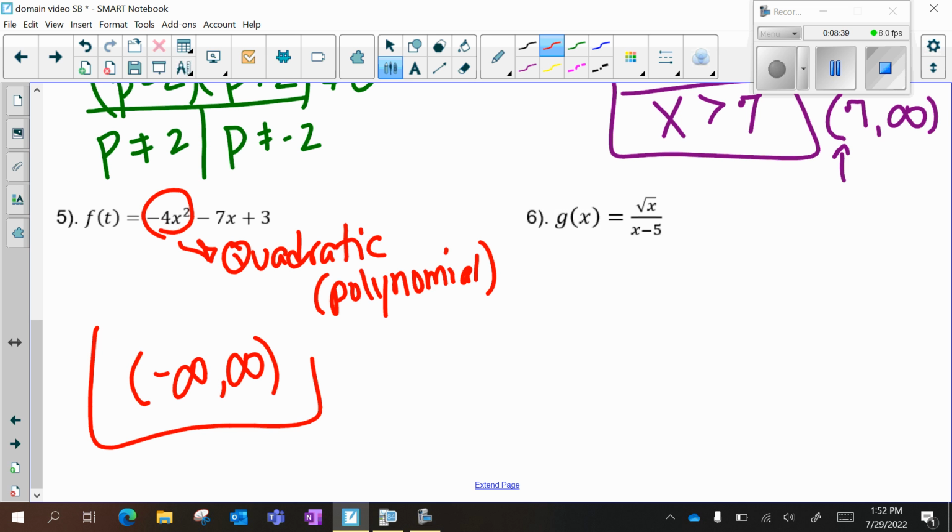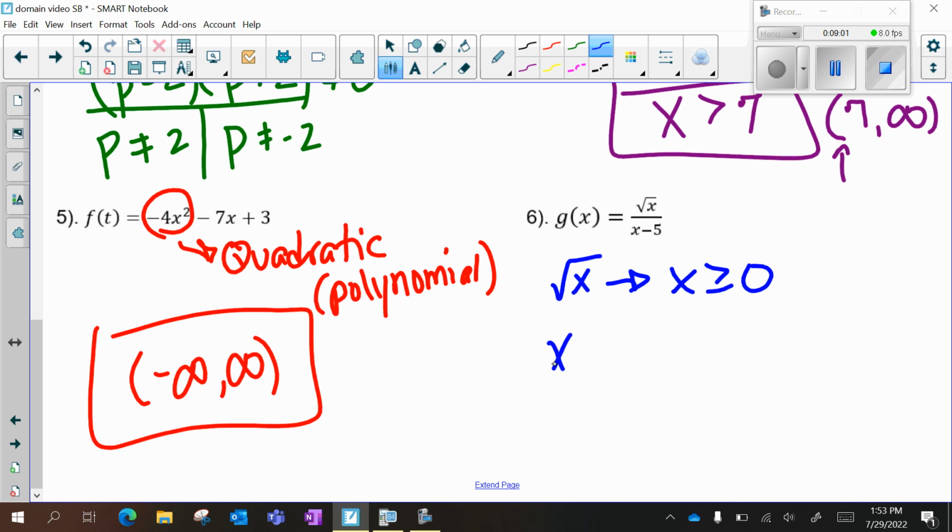And lastly, number 6, g of x equals radical x over x minus 5. So I actually have two things happening here that I need to worry about. My part under the radical has to be greater than or equal to 0. And then my part in the denominator tells me that it cannot equal 5 because it would make it undefined. So I have all real numbers greater than or equal to 0 except 5.